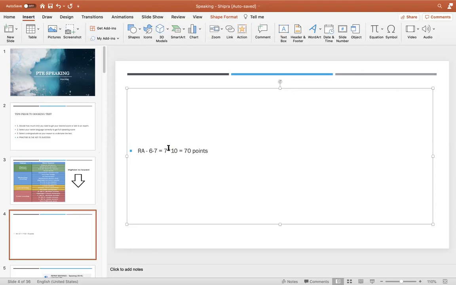So there are three parameters in read aloud. First one is your content, which doesn't have a fixed point. The next is your pronunciation, which gives you 5 full points. Then another is your fluency, which gives you 5 points. So 10 points per question is awarded towards speaking. So that's equal to 70 points.